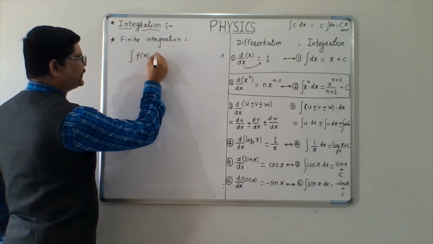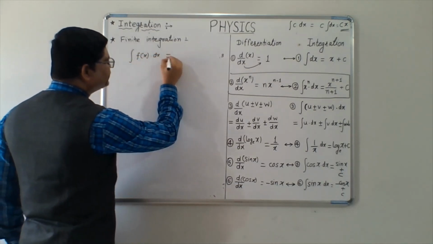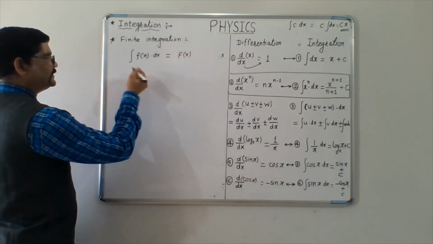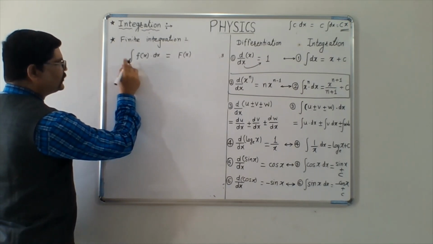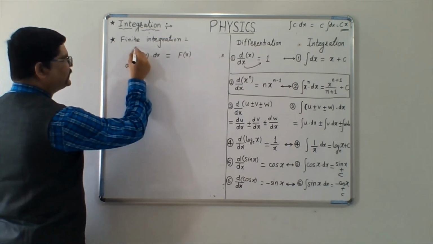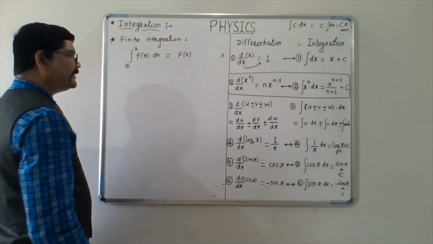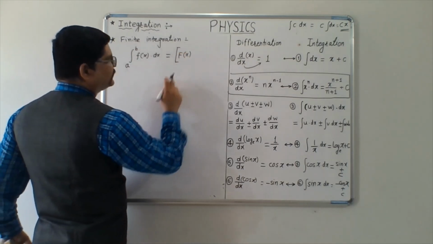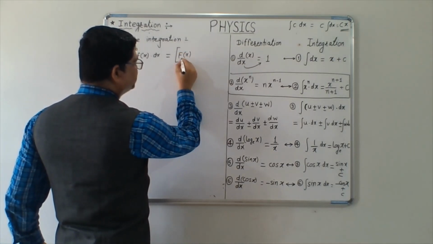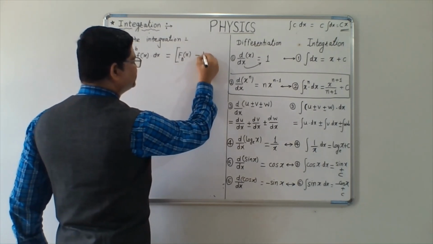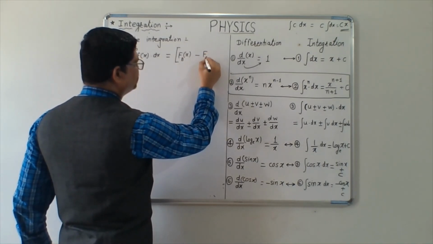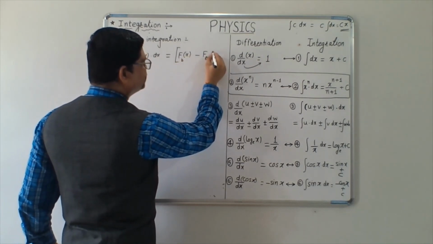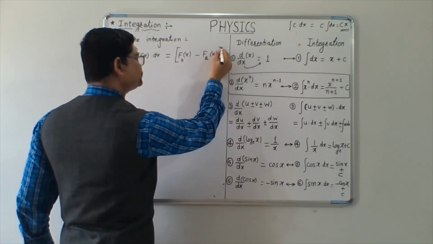∫f(x) dx is giving us another function F(x). In this case, if the limits are applied from a to b, this a is called the lower limit and this b is called the upper limit, then we can get the final answer as the function at b minus the function at a: F(b, x) minus F(a, x).